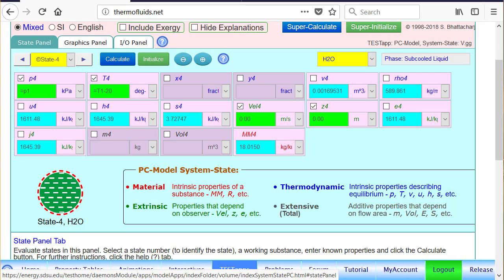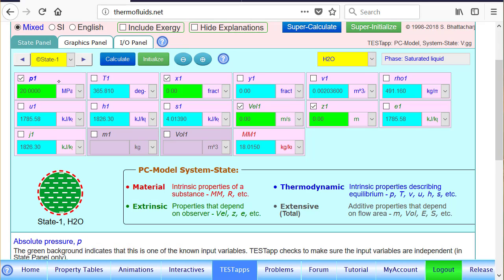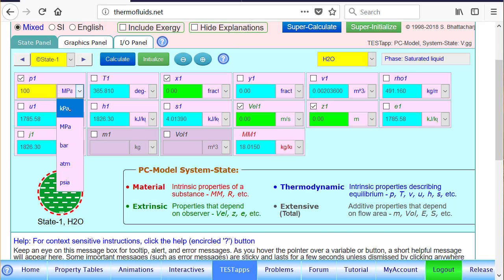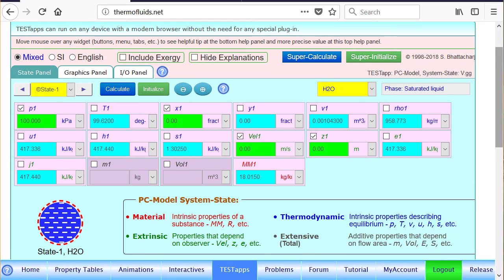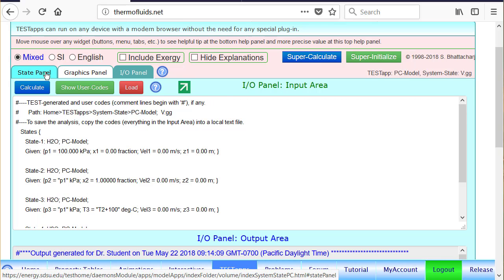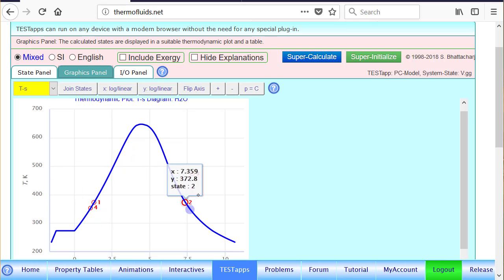Okay, let's go back. Now, the next question is, what if the pressure was 100 kPa? All you have to do is go back here and say, okay, P1 is 100 kPa, recalculate state 1, and instead of going to every state, just click on the super calculate button, and all the states have been recomputed for a constant pressure of 100 kPa. As you can see, the entire bunch of states have moved down.